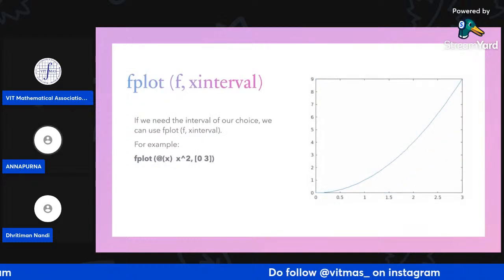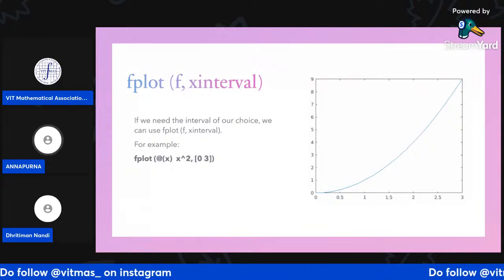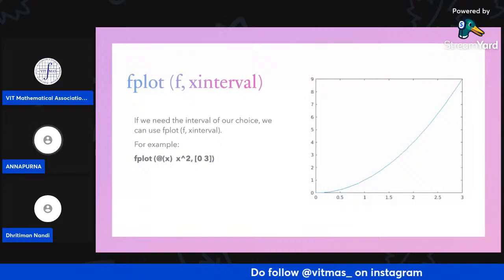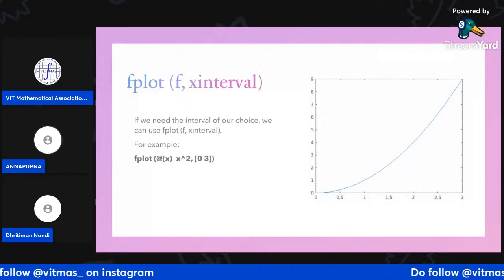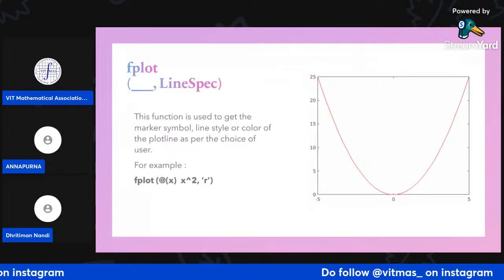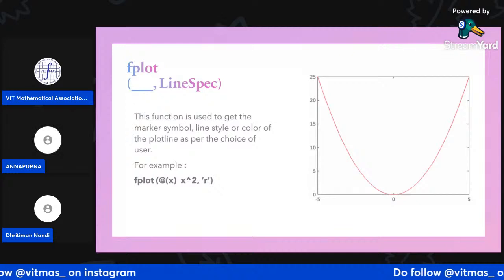And you can give a specific interval. Before it was like -5 to 5. I'm giving an interval 0 to 3. I want my x square plot exactly from 0 to 3. It will be fplot(@(x) x^2, [0 3]). Now I'll say, arey, I don't like this blue color which MATLAB is giving. I want a different color. So I'll give an element extra at the end saying 'r'. This way, I'm giving a specification of the graph which I'm drawing.